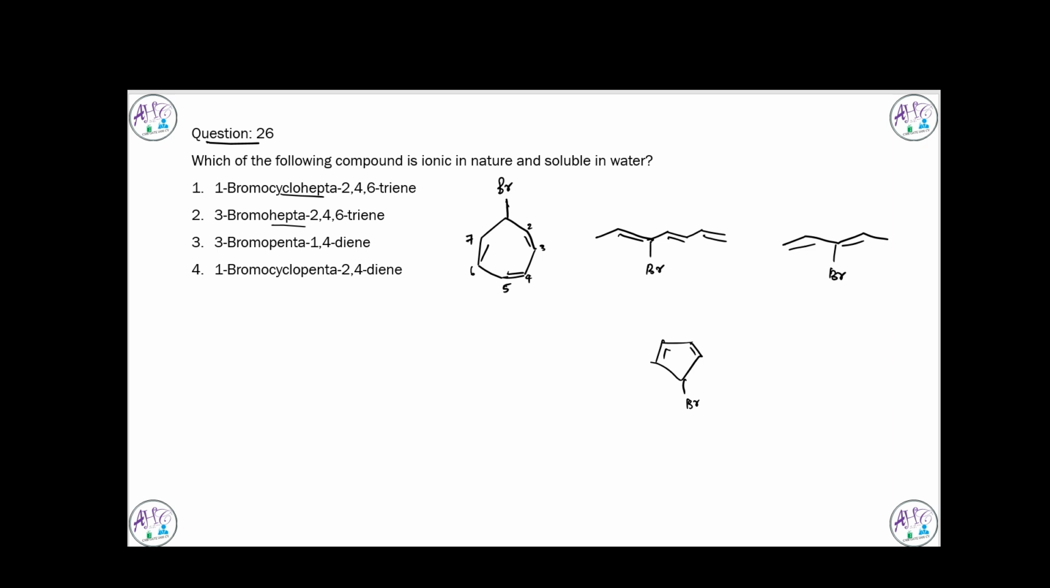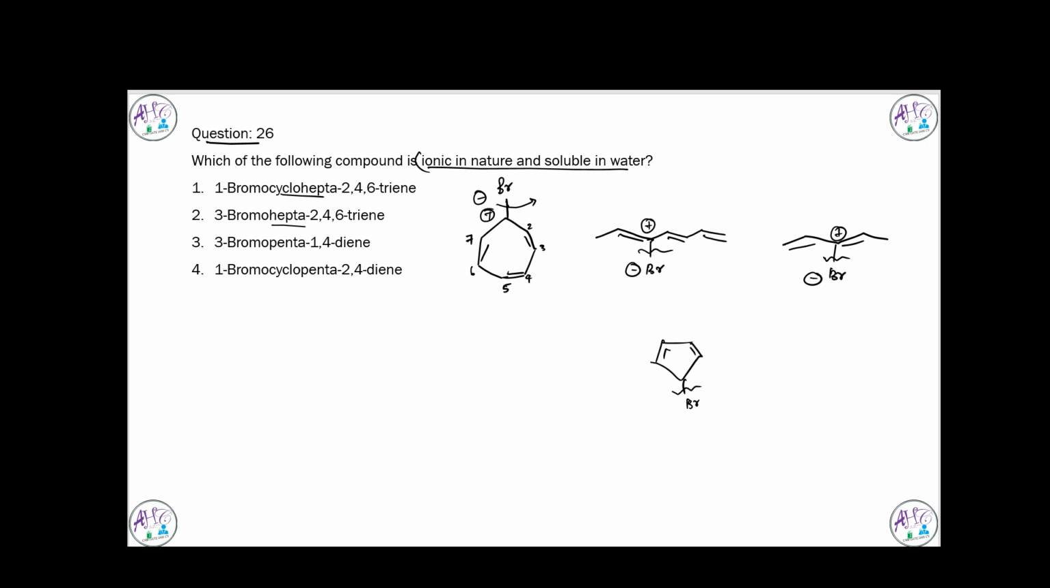Now let's get back to the question. What have they asked? They are asking about the ionic nature and water solubility. Basically, whatever compounds we have, we need to create ions out of them. We all know bromine is a very good leaving group. So this will leave, forming a negative charge here and a positive charge here. If you break, everything is going to form ions, so we have no doubt everything is ionic in nature. All these compounds are ionic in nature.